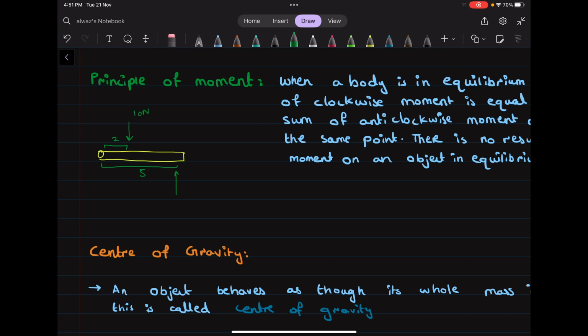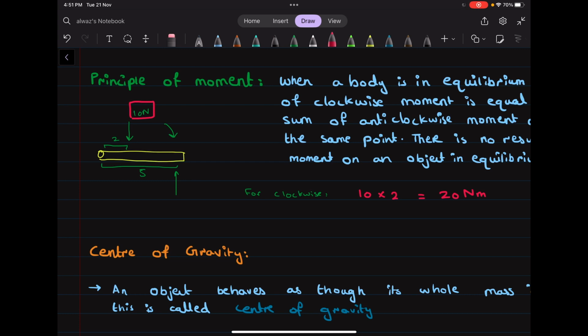So this means that for the clockwise moment, by the way, clockwise is this direction, we're going to calculate the moment for this force first. So the clockwise moment is going to be 10, which is the force, multiplied by 2, which is the distance from the pivot. We will have our moment as 20 Newton meters. So if the clockwise moment is 20 Newton meters and we want this object to be in equilibrium, we need to have the anti-clockwise moment as 20 Newton meters as well.